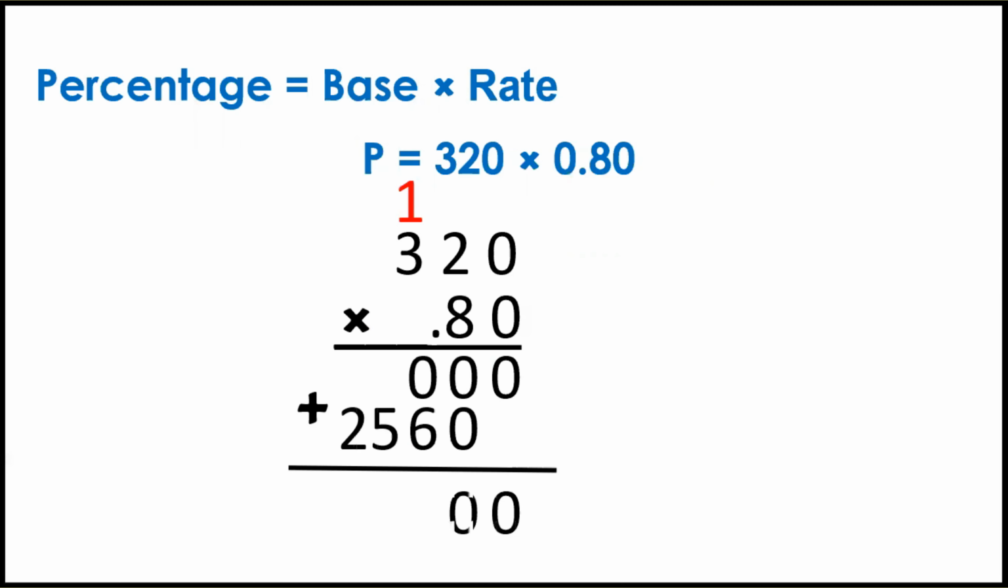So 0, 0, 6, 5, and 2. So 25. So therefore, 25,600. Yun po yung pagkuha natin sa percentage, no? So P is equal to base times rate, no? Base, multiply lang natin yung base at yung rate. Yung base natin, yun yung kabuuan ng price, which is 320. Yung rate naman natin, yun yung percent, no, na nakikita natin doon. Meron daw pong 80% discount. So multiply lang natin, makukuha na natin yung percentage.